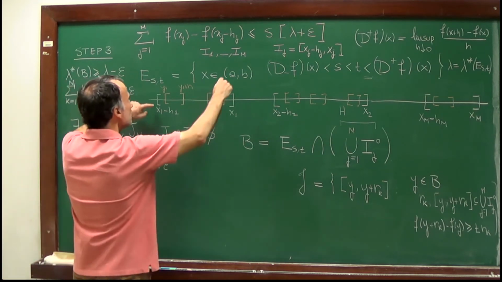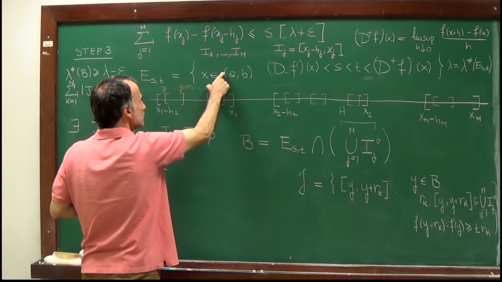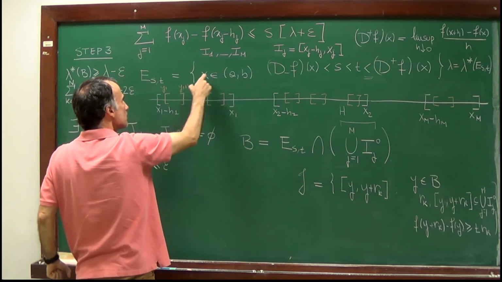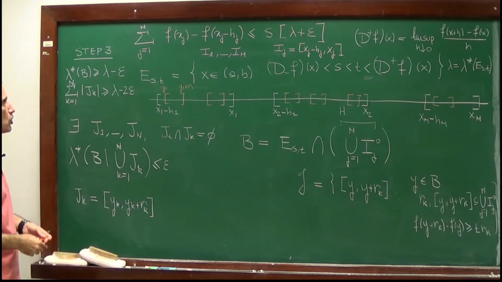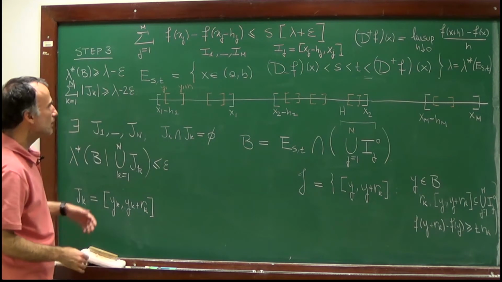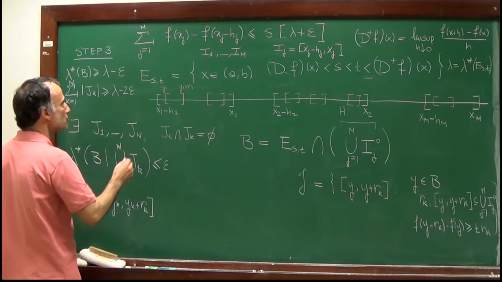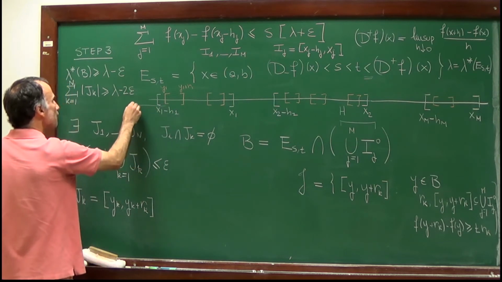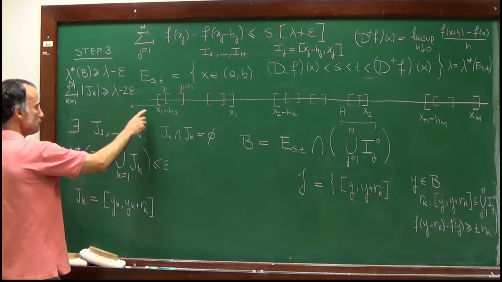Since f is monotone, its difference in these 2 points is larger than the difference in these 2 points, plus the difference in the second interval, plus the difference in the third interval, and so on. So if I want to write that precisely, I need to introduce a new notation, which may be heavy, but let me introduce it because I want to be very precise.